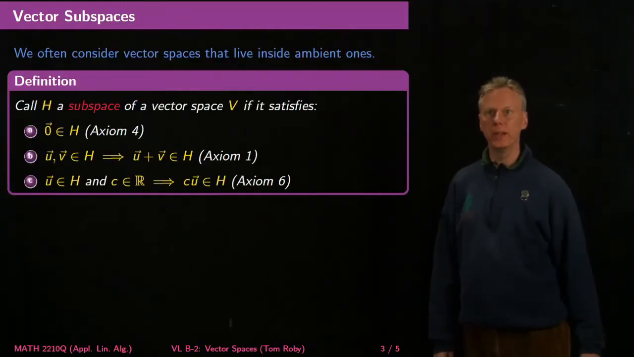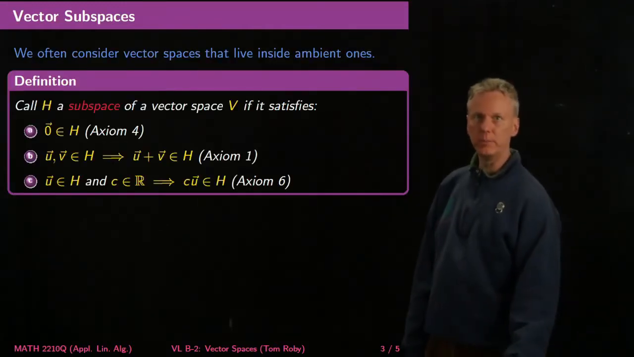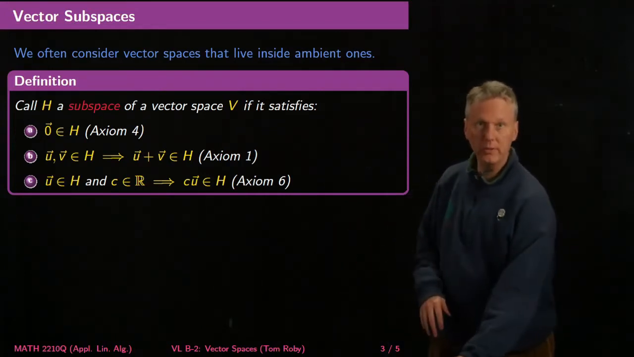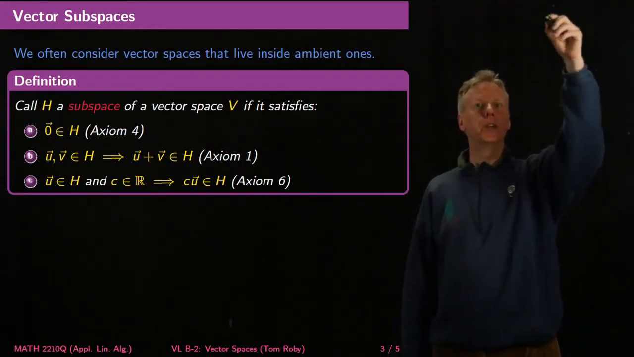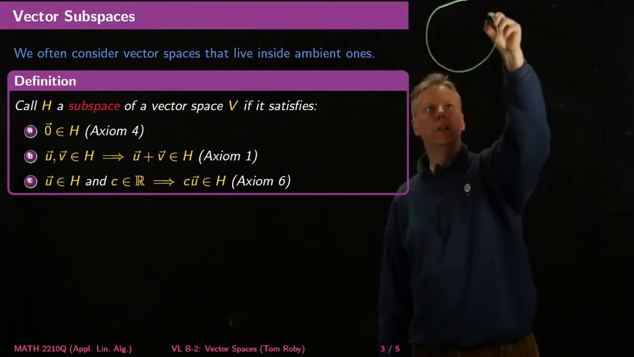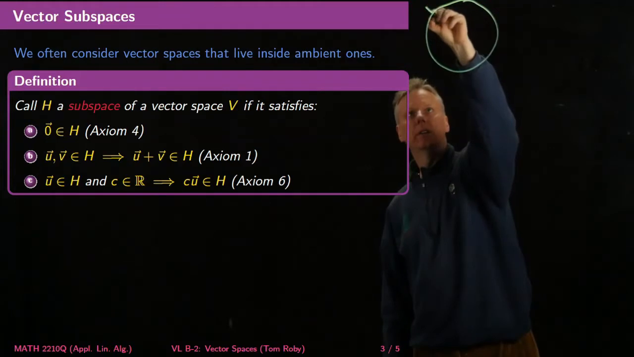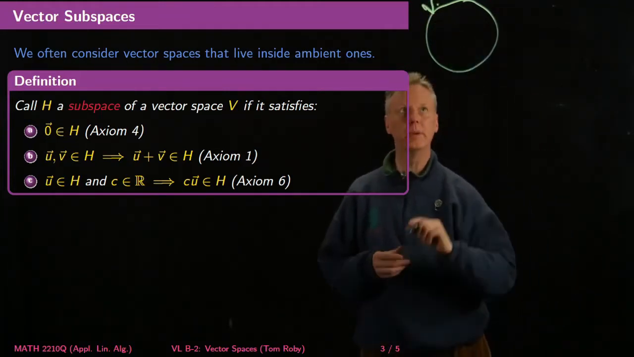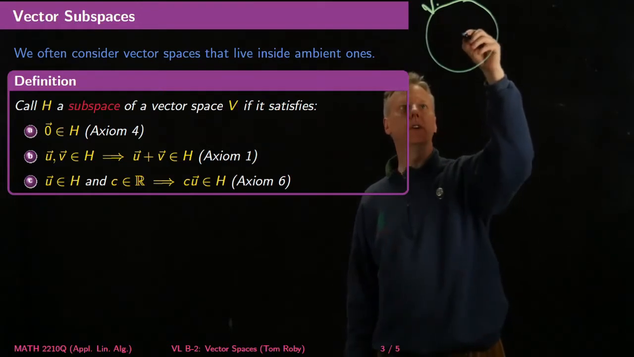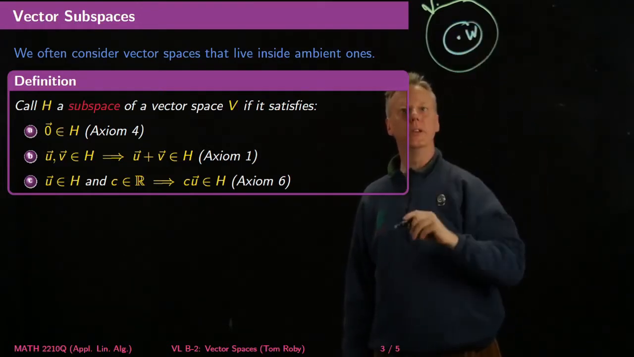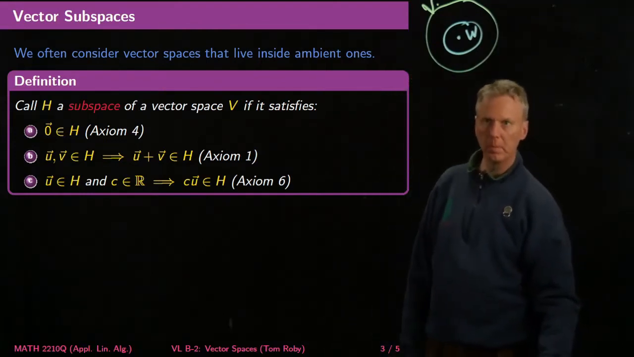So here we go. Here's the definition. A vector subspace, informally you want to think about, you've got some blob of a subspace here. You've got some big vector space here. And a vector subspace is going to be something that just lives inside of it. So W lives inside V. Okay?